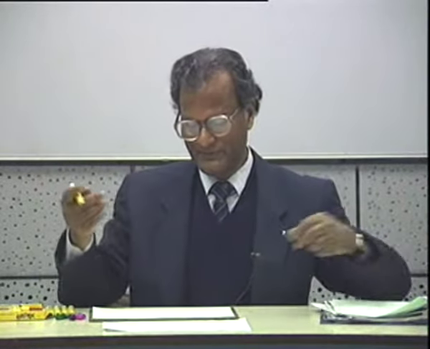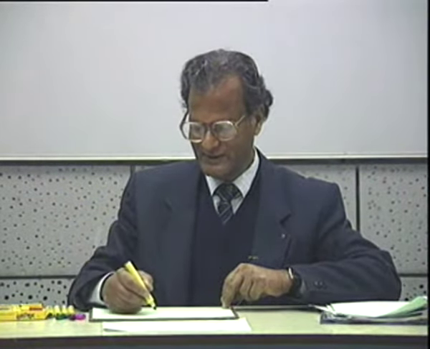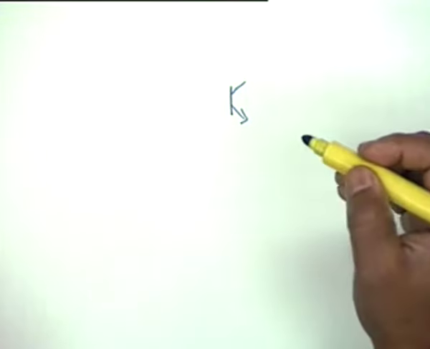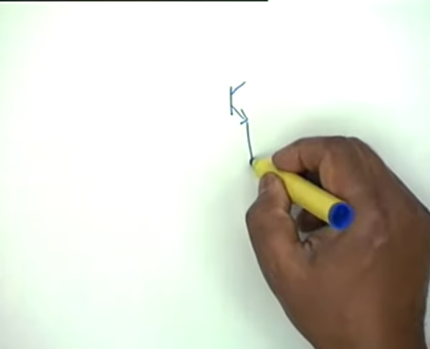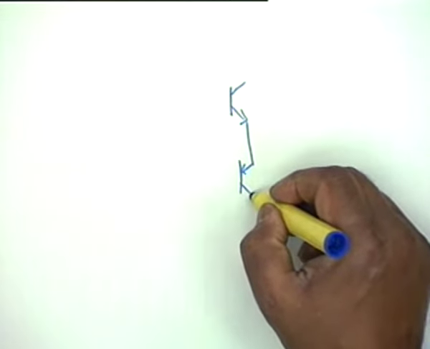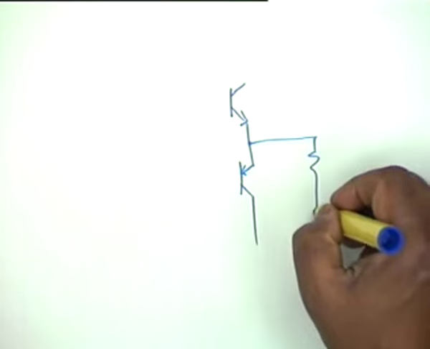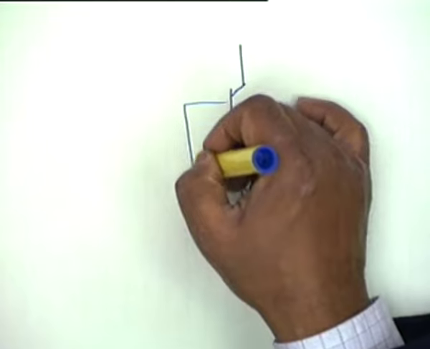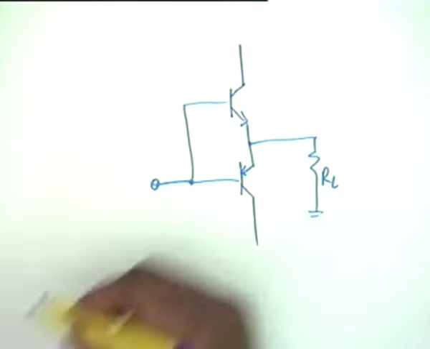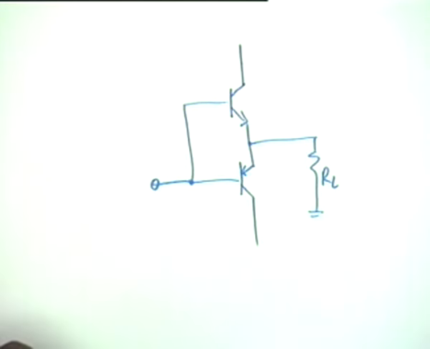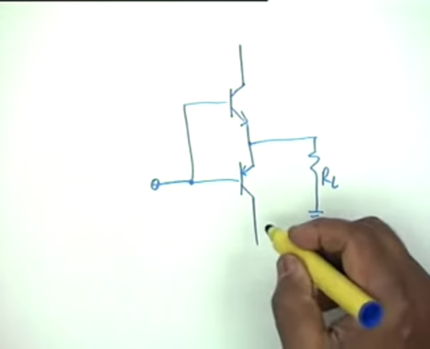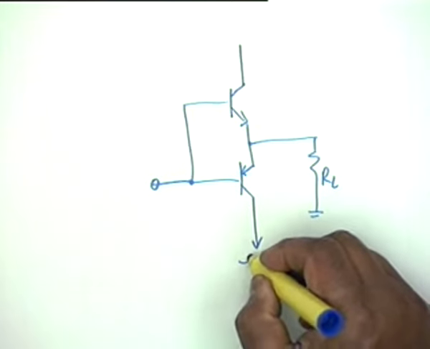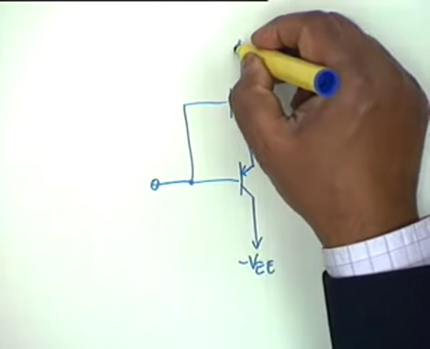Before we take up the problem, a small point that we missed in class B power amplifiers, I want to illustrate this. The simple class B power amplifier was like this: RL, and the two bases were connected and the input was applied here. This goes to minus VEE and this goes to plus VCC.